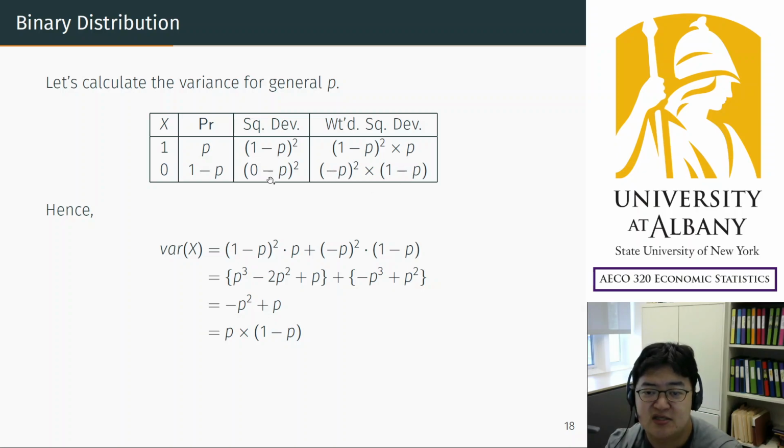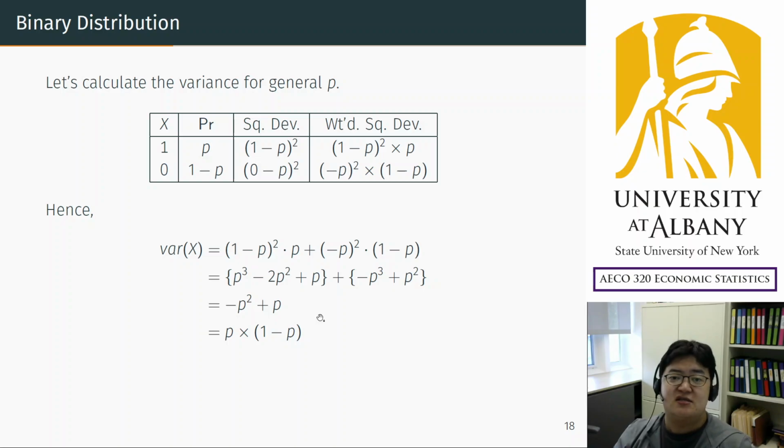So 0 minus P is this deviation. If you add these two, expand the square, and calculate with simple math, then in the end you get minus P squared plus P. The cubic terms cancel out. And then you can simplify it to P times 1 minus P.